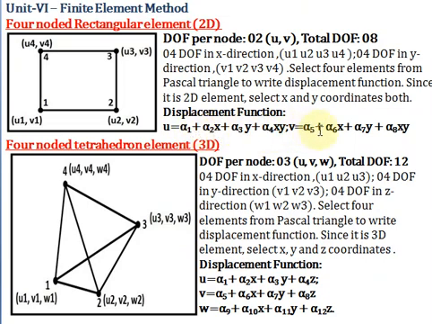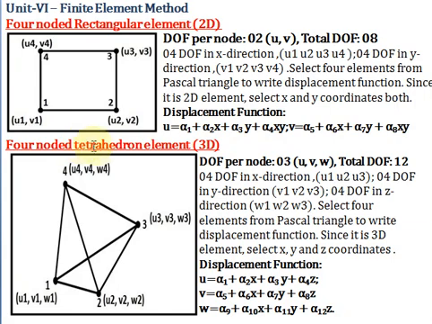So again here we have alpha, alpha x, alpha y and alpha xy. So the total degree of freedom here is 8. So the total number of unknowns are 8.